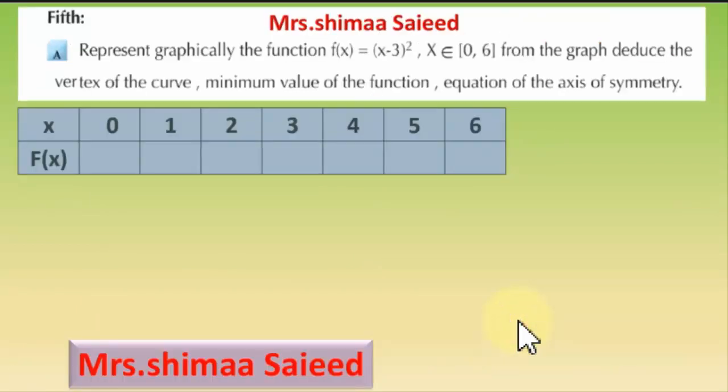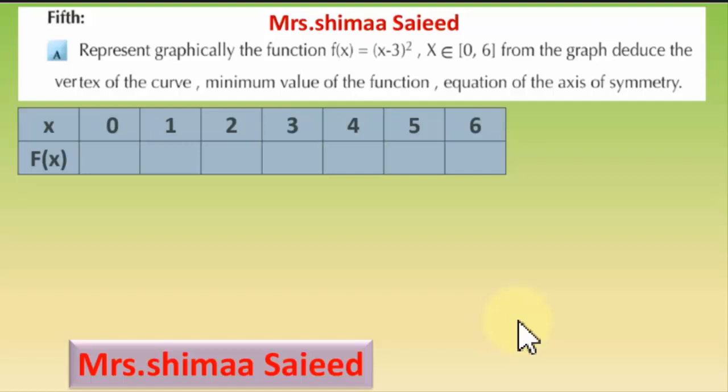Now represent graphically the function f of x equals (x minus 3) all power 2, where x belongs to the closed interval [0, 6]. From the graph, deduce the vertex of the curve, the minimum value of the function, and the equation of the axis of symmetry. Okay, we want to represent the function graphically and find the vertex of the curve, the minimum value of the function, and the equation of the axis of symmetry.